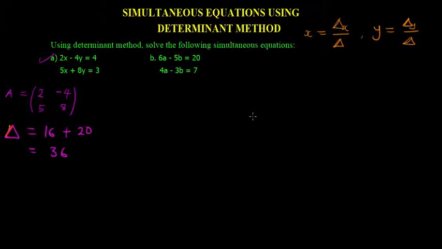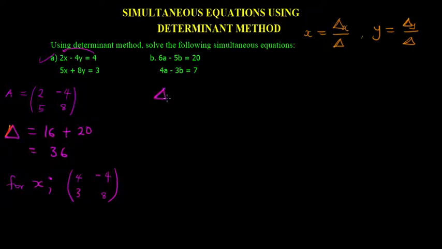Now, how do we get the determinant of x? When we are looking for x, we change the part of x. This part, that is the part of x, we switch it with the outcome. Then it becomes 4, 3, minus 4, 8. What have we done? We've substituted the part of x, which is 2 and 5, with the outcome, so as to determine the determinant of the part of x.